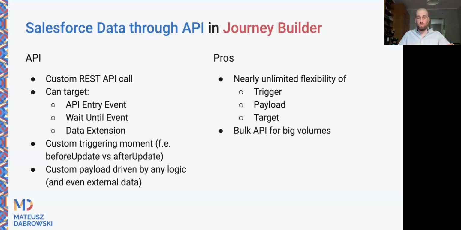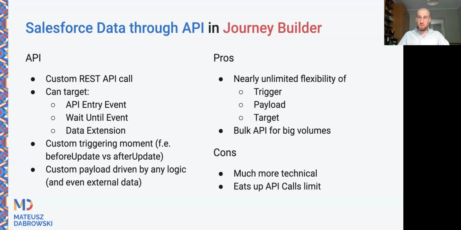So if you want to go with bigger numbers, either from CRM to the Marketing Cloud or the other way, you want to use the bulk API. So API is, of course, the right choice here. But there are also, of course, cons. It is much more technical. You will need the developers. It will be eating up API calls limit, which is much higher than the automation executions limits, but it still is there, and you need to take into consideration depending on the numbers that you are thinking of.